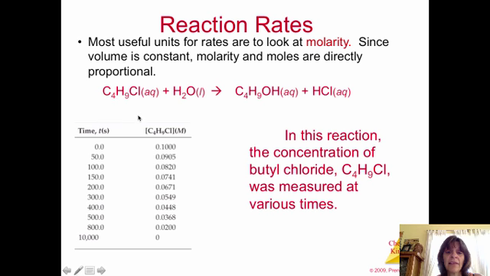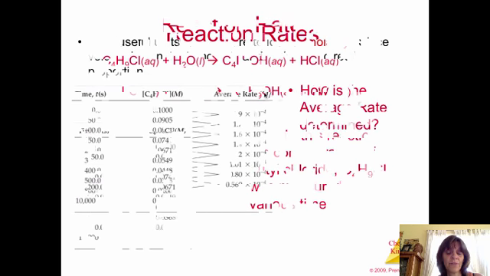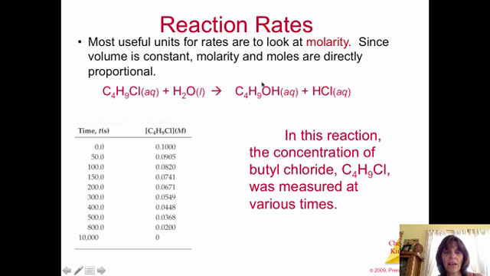And in this particular reaction, we have some times and some molarities as they change over time. So this reaction is butyl chloride. But, remember, means 4 carbons. And it changes into butanol. Recognize the OH. Sorry about that. So if we look at the loss of butyl chloride, at time 0 is 0.1 molar. 50 seconds is down to 0.0905, etc., down to a 0 concentration after 10,000 seconds.